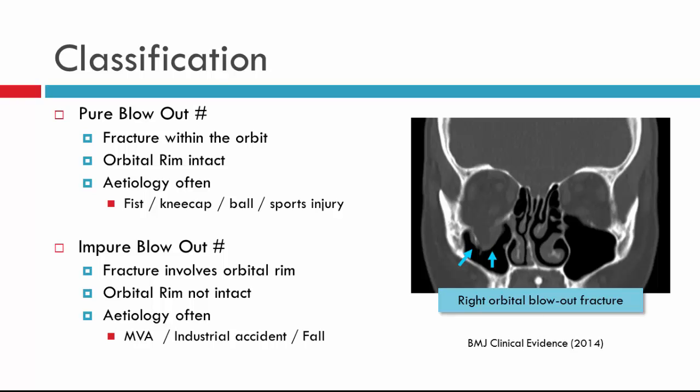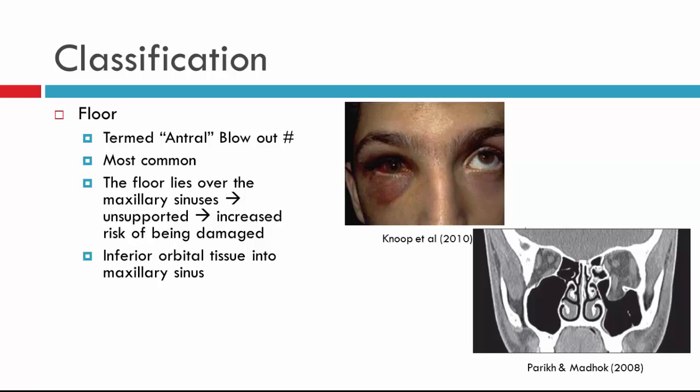Generally speaking, more severe injuries will cause an impure blowout fracture. So examples of severe trauma are things like industrial accidents or motor vehicle accidents, as compared to an assault, for instance. A fist to the eye generally may more often cause a fracture within the orbit rather than fracturing the rim. The next thing to classify is to determine which wall has been fractured, or walls.